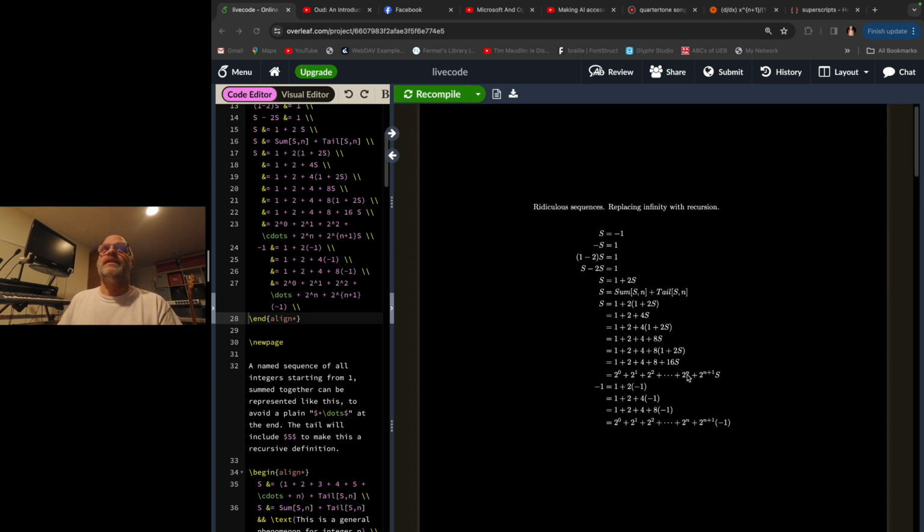Like, I need a procedure. If you say plus dot dot dot, you need to tell me how that happens. In this case, you add up 2 to the 0, 2 to the 1, all the way up to 2 to the n, and then you know that thereafter it's going to be 2 to the n plus 1 times s. You notice in this case it's s times something that's over here.